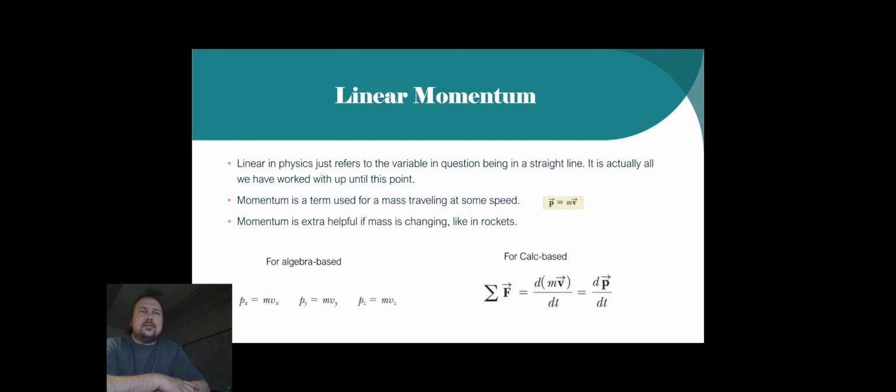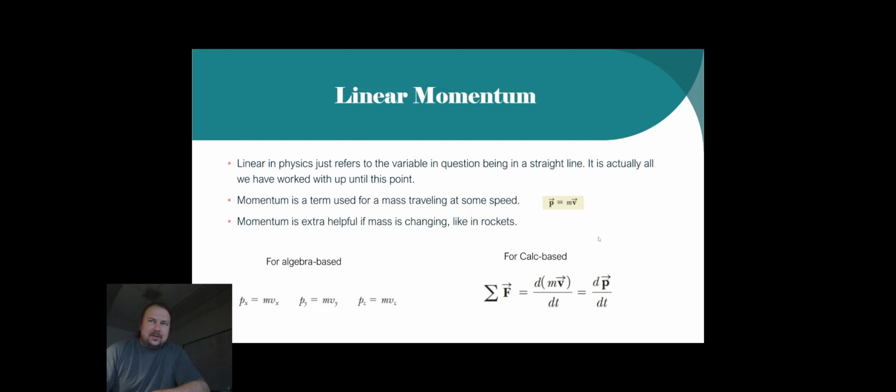Momentum is very helpful if your mass ends up having to change, like in rockets, where you're trying to launch something off the face of the earth, and as you go up into space you burn the fuel that you're carrying and you eject it out the back in exhaust and fumes and explosions. So that mass is constantly going down while you're going up, right? So if the mass is going down, velocity is increasing, and it leads to a momentum. It's extra helpful in those kinds of problems.